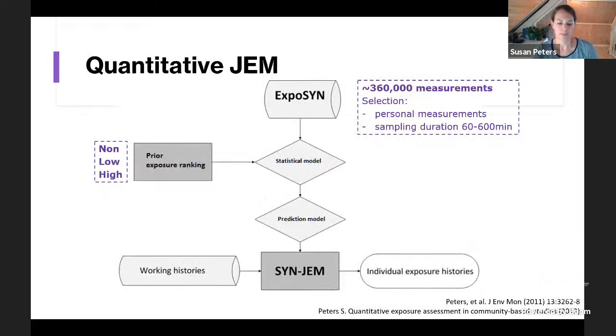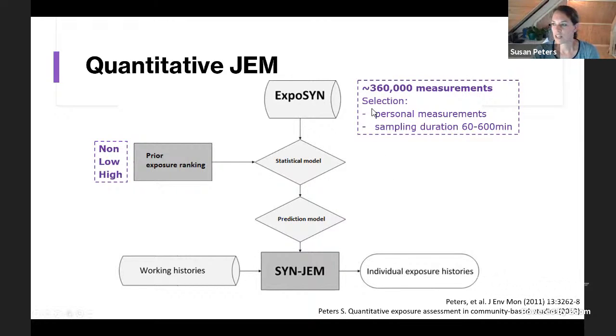which we did within the Synergy projects. For a quantitative gem, of course, you need a lot of measurements. So to go from just no exposure, low or high exposure, which is assessed by an expert for every job title, we collected a lot of measurements, and coded that for every job title. Ideally, of course, you want to have measurements for every job title. Unfortunately, that was not possible. And of course, measurements are not randomly taken. They're focused on the jobs that are exposed.